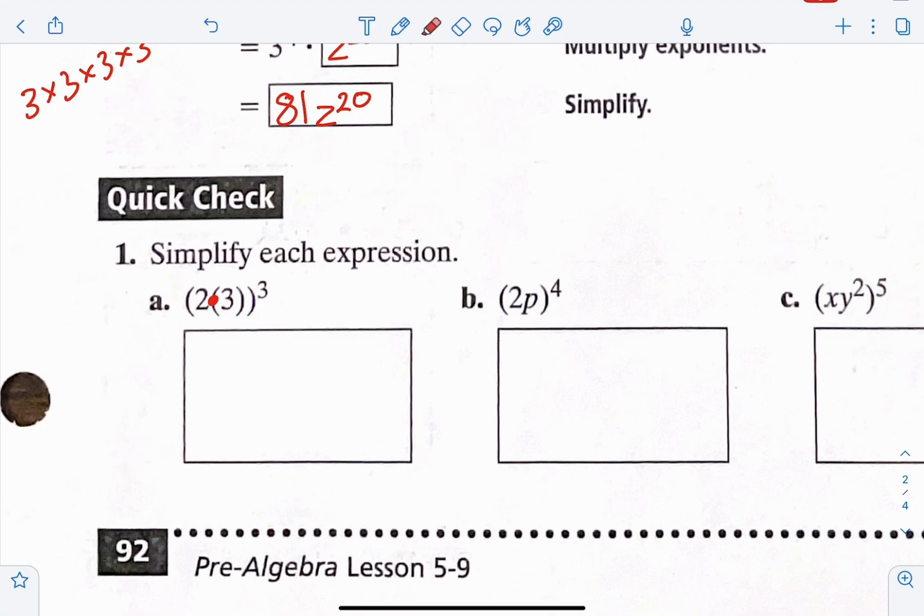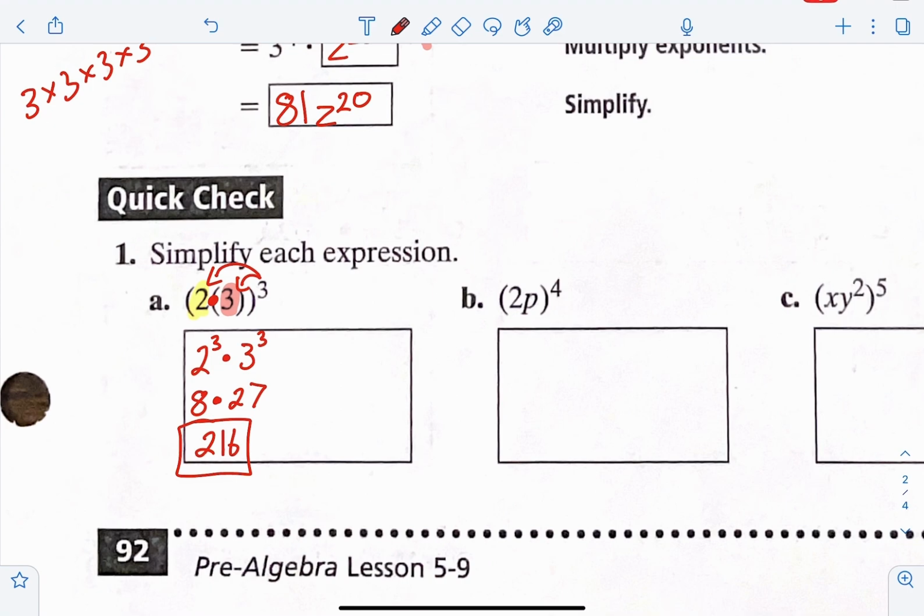So that means that we have two pieces, right? We have the 3 and we have the 2. So the 3 on the outside is going to need to apply to both things. This is really the same as rewriting it as 2 to the 3rd times 3 to the 3rd. 2 to the 3rd, 2 times 2 times 2 is 8, times 3 to the 3rd, which is 3 times 3 times 3, which is 27. And then we get 216 when we actually multiply those.